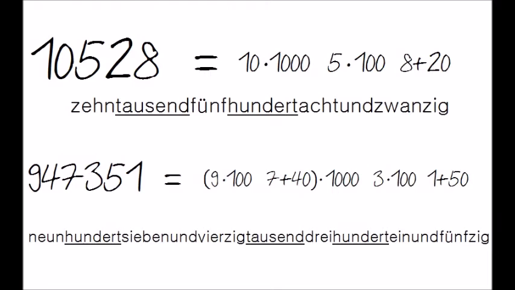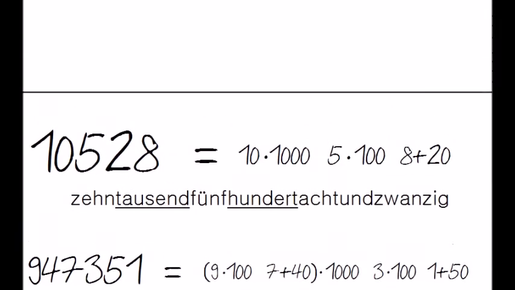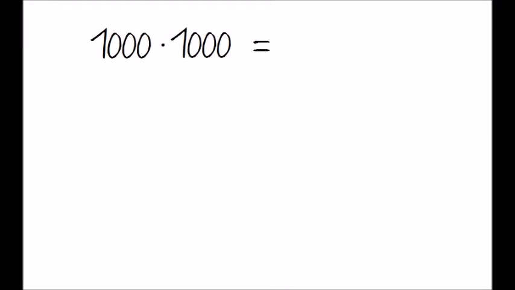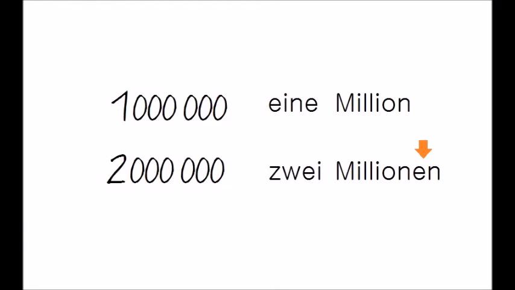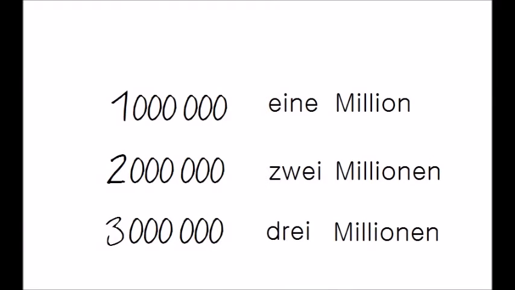Alright, now to the really big numbers. Some things change here. 1000 multiplied by 1000 is 1.000.000. This has a female article, eine, instead of ein, and it is its own word, separated from the rest of the numbers. Also, if you have more than one, then you will use the plural form. 2.000.000, 3.000.000, 4.000.000, and so on. These rules apply to all the big numbers from now on.